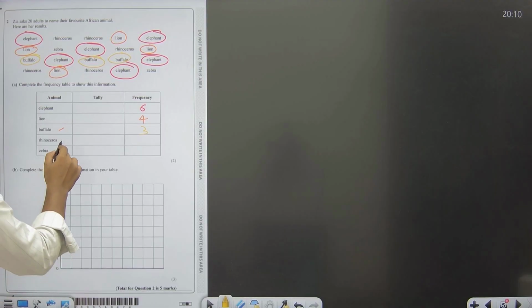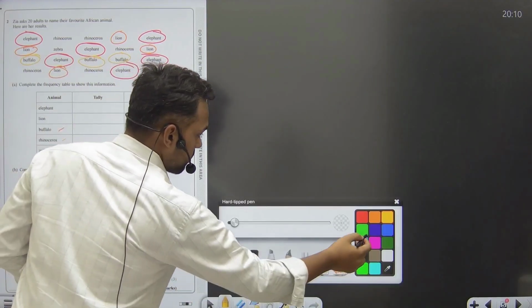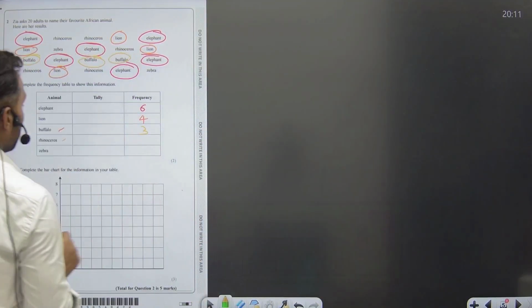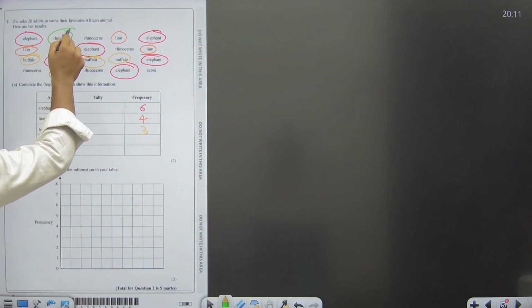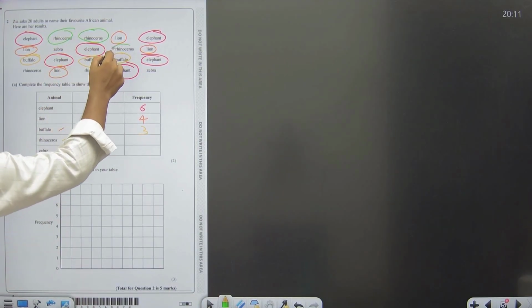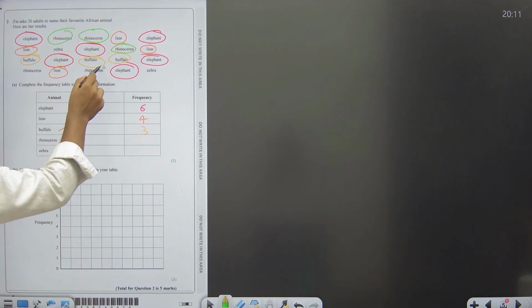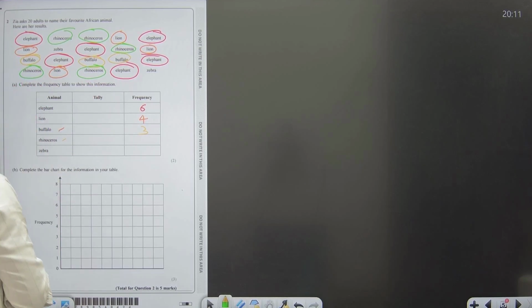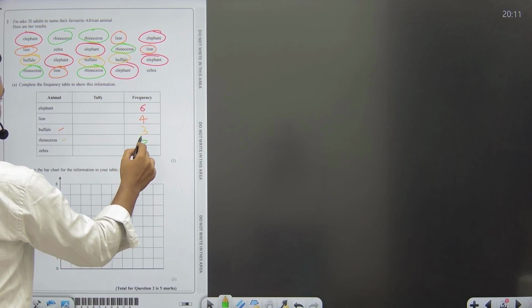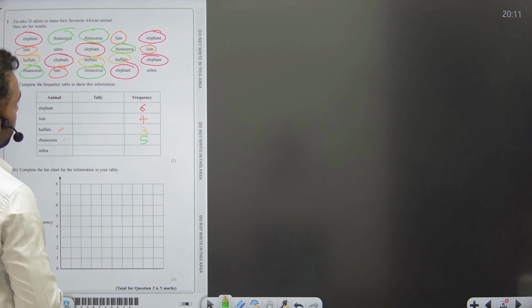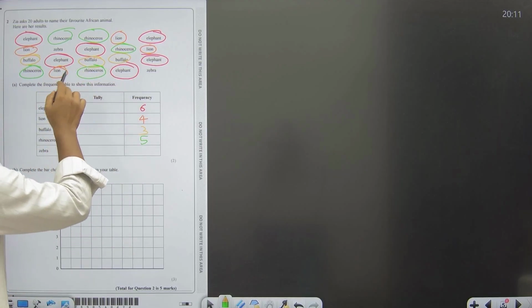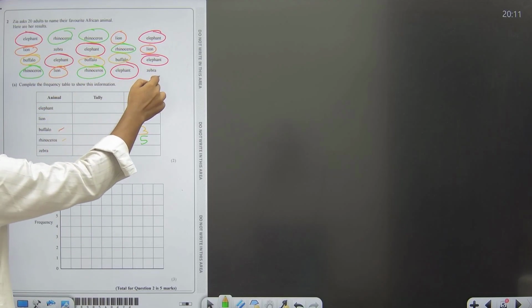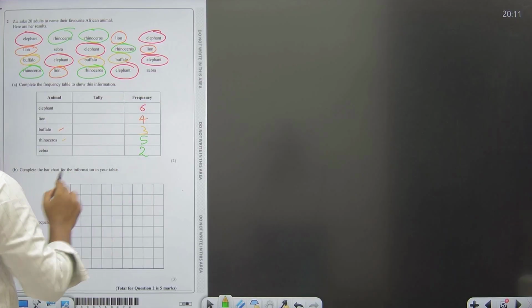Now next is rhinoceros. Now let's change the color. For rhinoceros, if I say 1 2 3 4 5, yeah, 5 rhinoceros are present. Next is zebra. So the left out will be zebra. You can see there are 2 left out, so 2 will be the zebra.